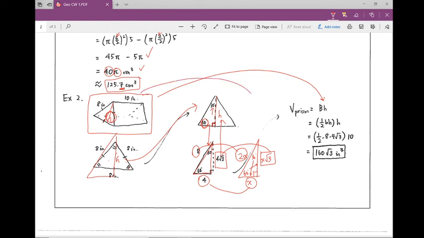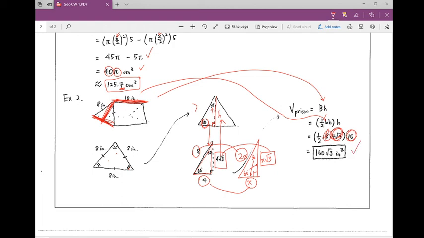So going back to the equation at hand, I knew the base already. The base was going to be 8. And now I know the height to be 4 square root of 3. The height of the prism is going to be 10. And then we get this once we multiply.